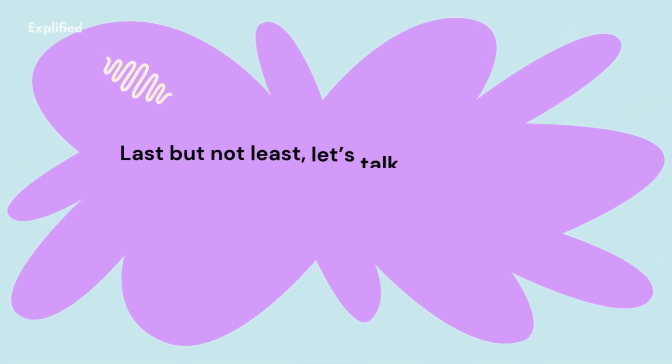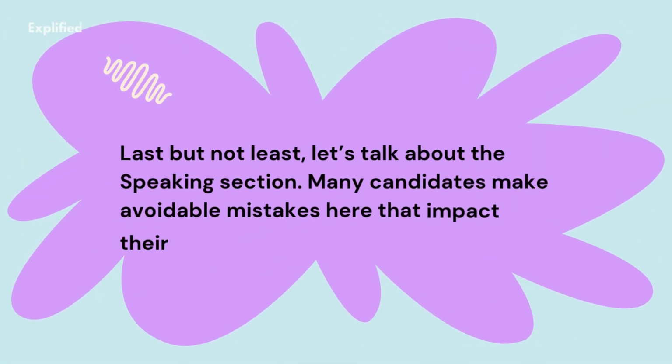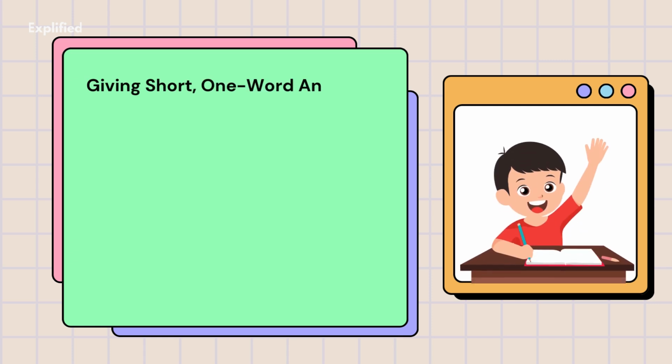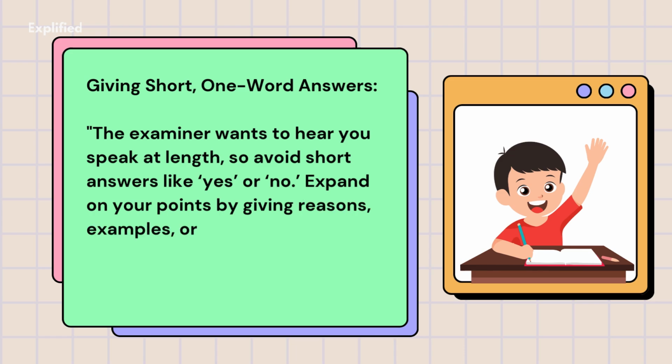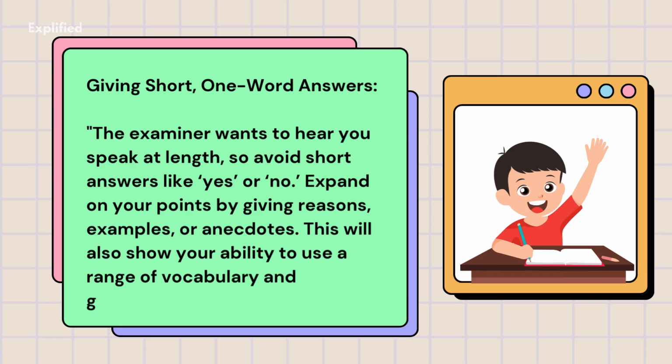Last but not least, let's talk about the speaking section. Many candidates make avoidable mistakes here that impact their score. Giving short, one-word answers. The examiner wants to hear you speak at length, so avoid short answers like yes or no. Expand on your points by giving reasons, examples, or anecdotes. This will also show your ability to use a range of vocabulary and grammar.